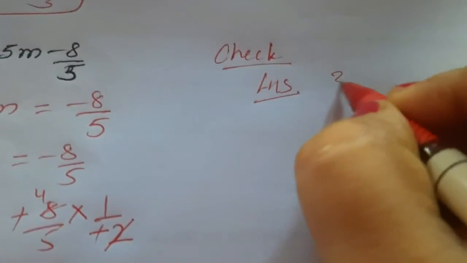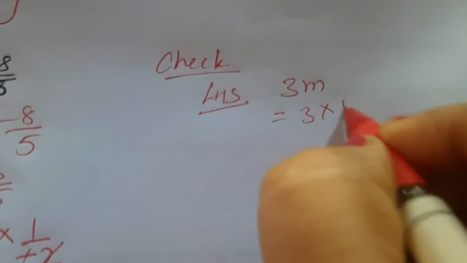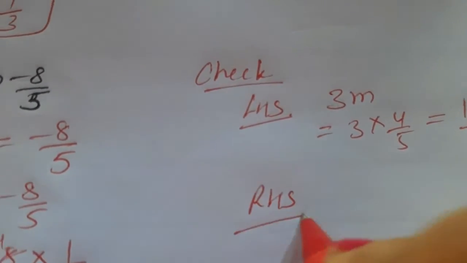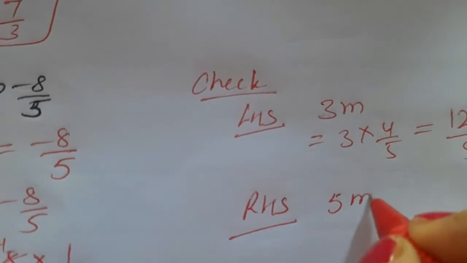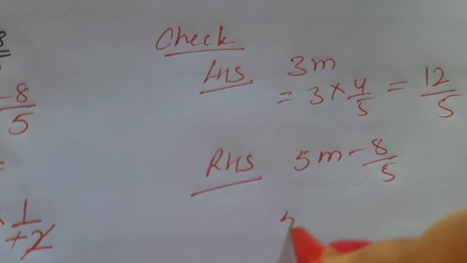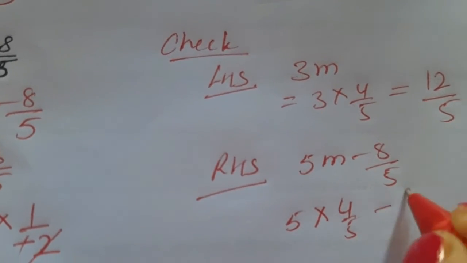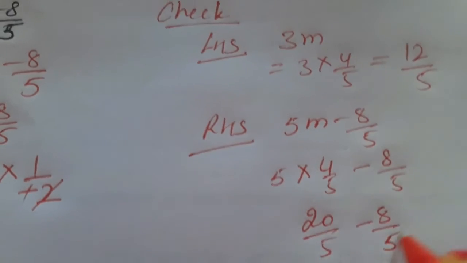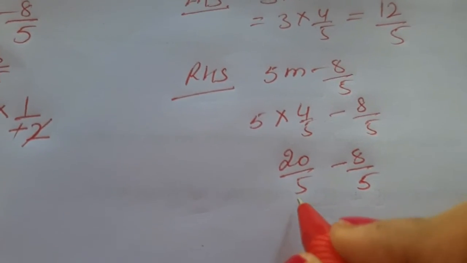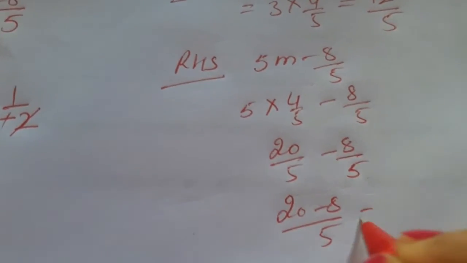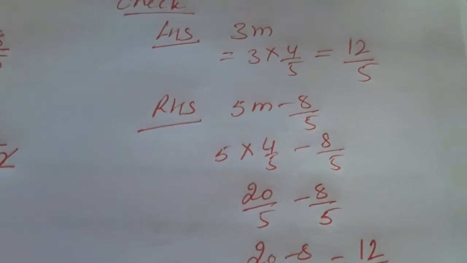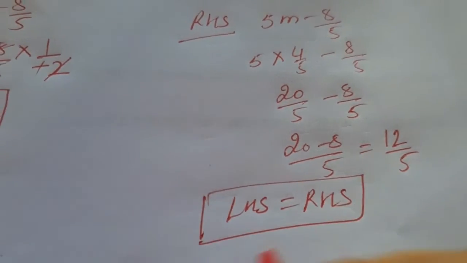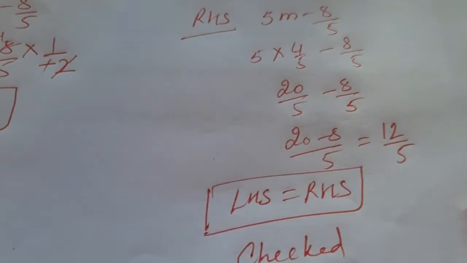Left hand side. First of all 3m. 3 into 4 by 5, that is 12 by 5. So right hand side is 5m minus 8 by 5. 5 into 4 by 5 minus 8 by 5. It will become 20 by 5 minus 8 by 5. These are like fractions. You will do subtraction. 20 minus 8 by 5, that is 12 by 5. So both the sides are same. So left hand side is equal to right hand side. That means the result is checked.